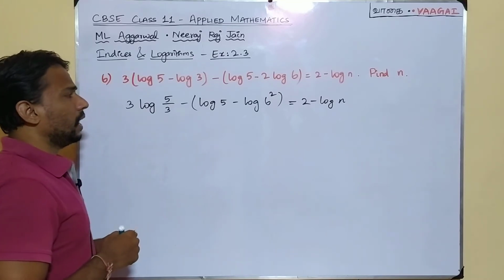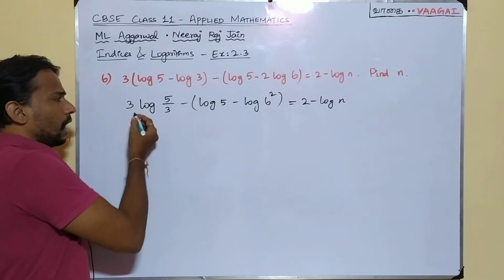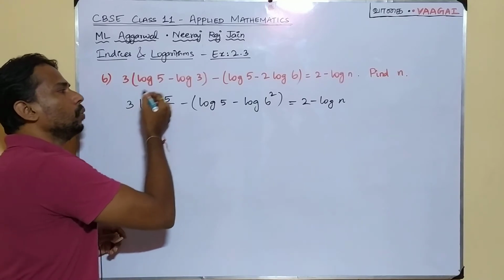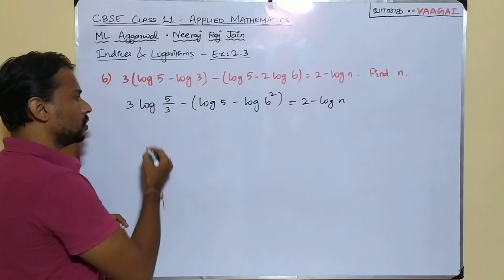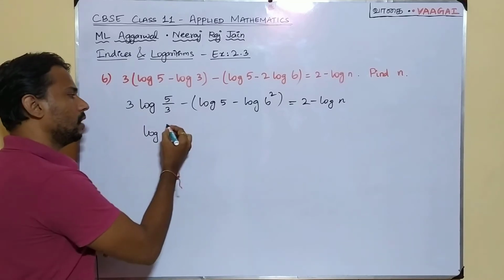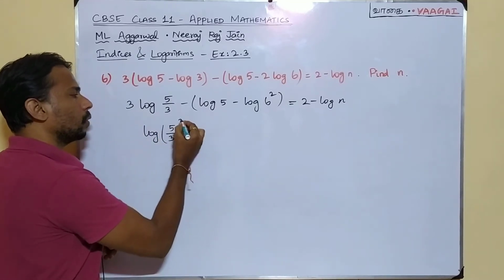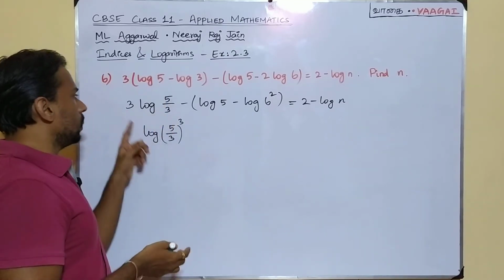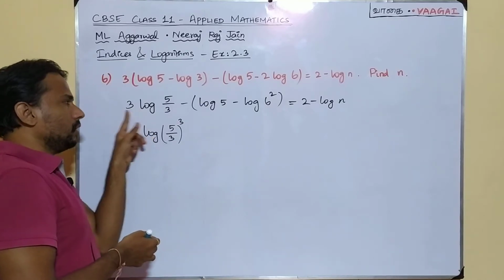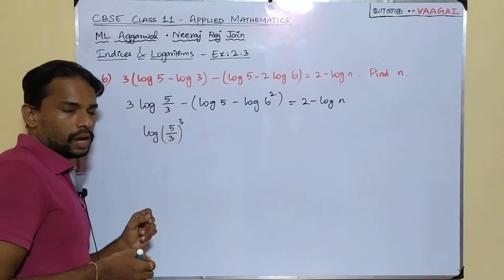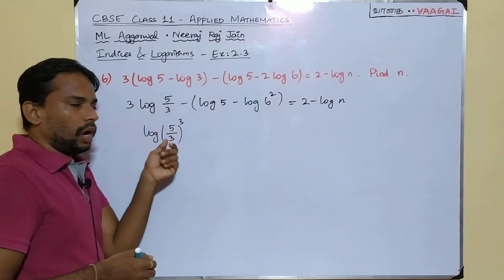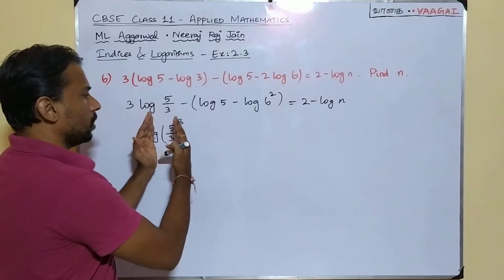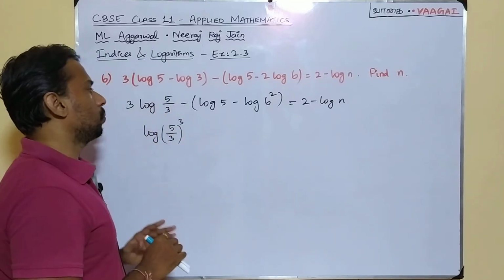Now what I can do here is, again I can use power rule. So when I use power rule, this 3 will go to the power of this 5 by 3, right? So this will become log of 5 by 3 the whole cube. I hope you are able to understand this step. This 3 in front of the logarithm goes to the power of this 5 by 3. Remember, when you take it to the power, you have to take it to the entire value, not only for this 5 or this 3, it becomes the power of this entire 5 by 3. That we have to properly understand.